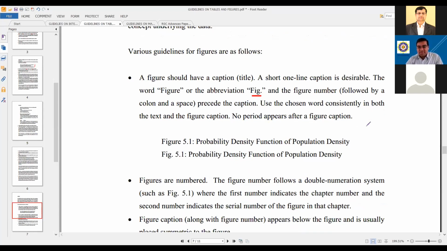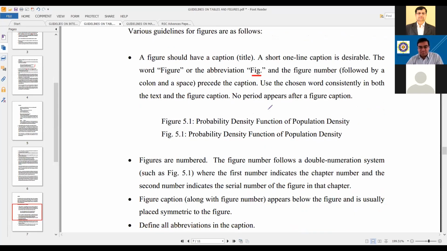No period appears after the figure caption. For example, figure 5.1. This is the correct representation. Even if we want to use the abbreviated form, Fig. 5.1 colon, then space, probability density function of population density. Again, don't use periods. Avoid using periods with the captions of figures and tables, right?